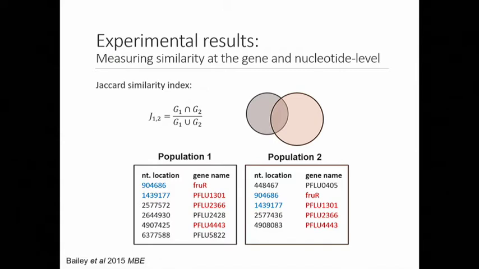And then you can do that measure looking at just the gene level. So I'm just showing you here some example data from one population and another population, where I'm listing all of the genes that came up as bearing mutations in that first population, and all the genes that came up as bearing mutations in that second population. Then the red is just indicating the overlap between those two populations. And again, we also did this at the nucleotide level. In some cases, there were a couple of identical substitutions even at the nucleotide level.